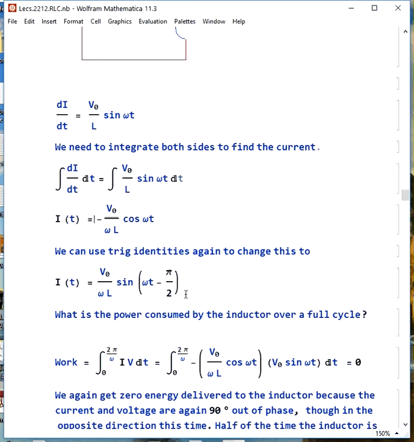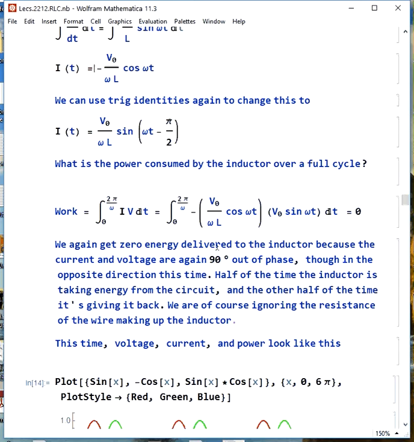Now, what's the power consumed by the inductor over a full cycle? Well, again, we can integrate the work or integrate the power with respect to time over one full cycle. And we're going to get some constants, but we can see, again, we're going to have a cosine times a sine integrated over a full cycle. We know that'll give us 0.